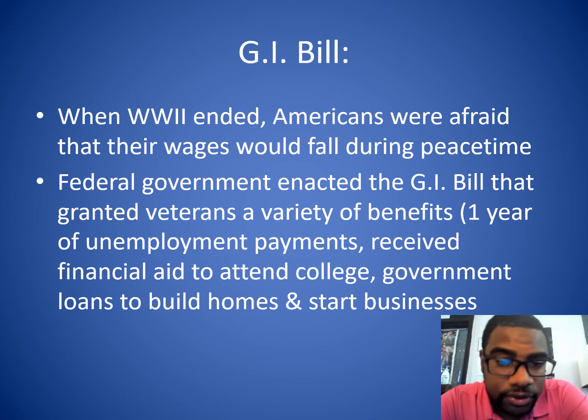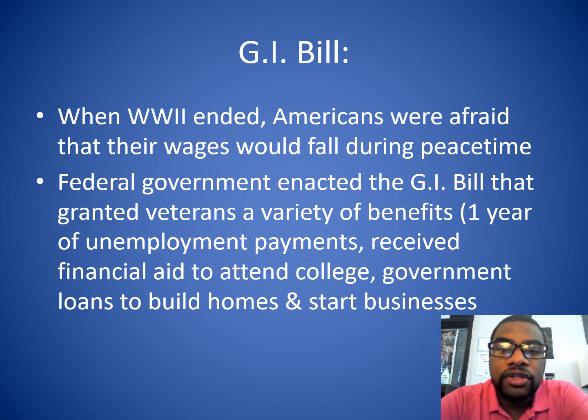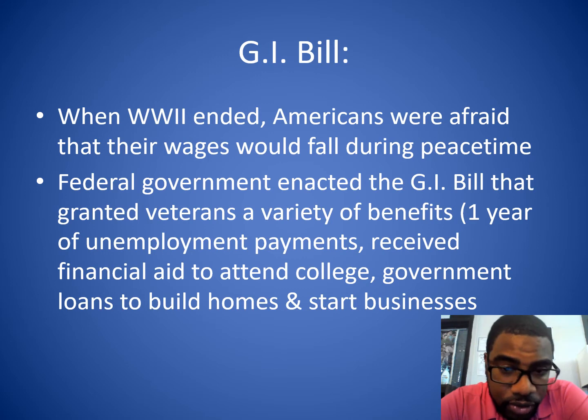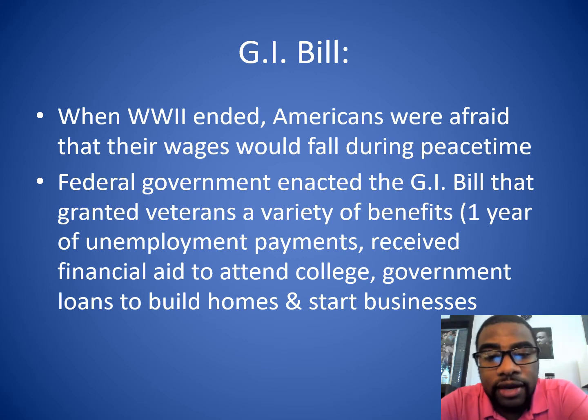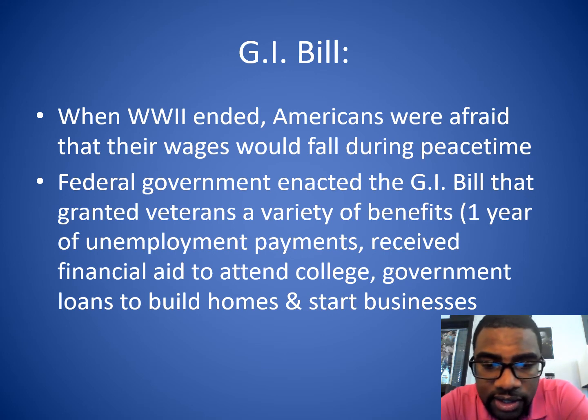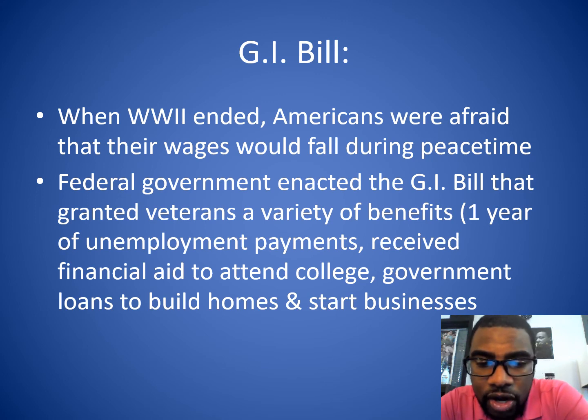The GI Bill came about when World War II ended. Americans were afraid that their wages would fall during peacetime. So the federal government enacted the GI Bill that granted veterans a variety of benefits, which included one year of unemployment payments, financial aid to attend college, and government loans to build homes and to start businesses.